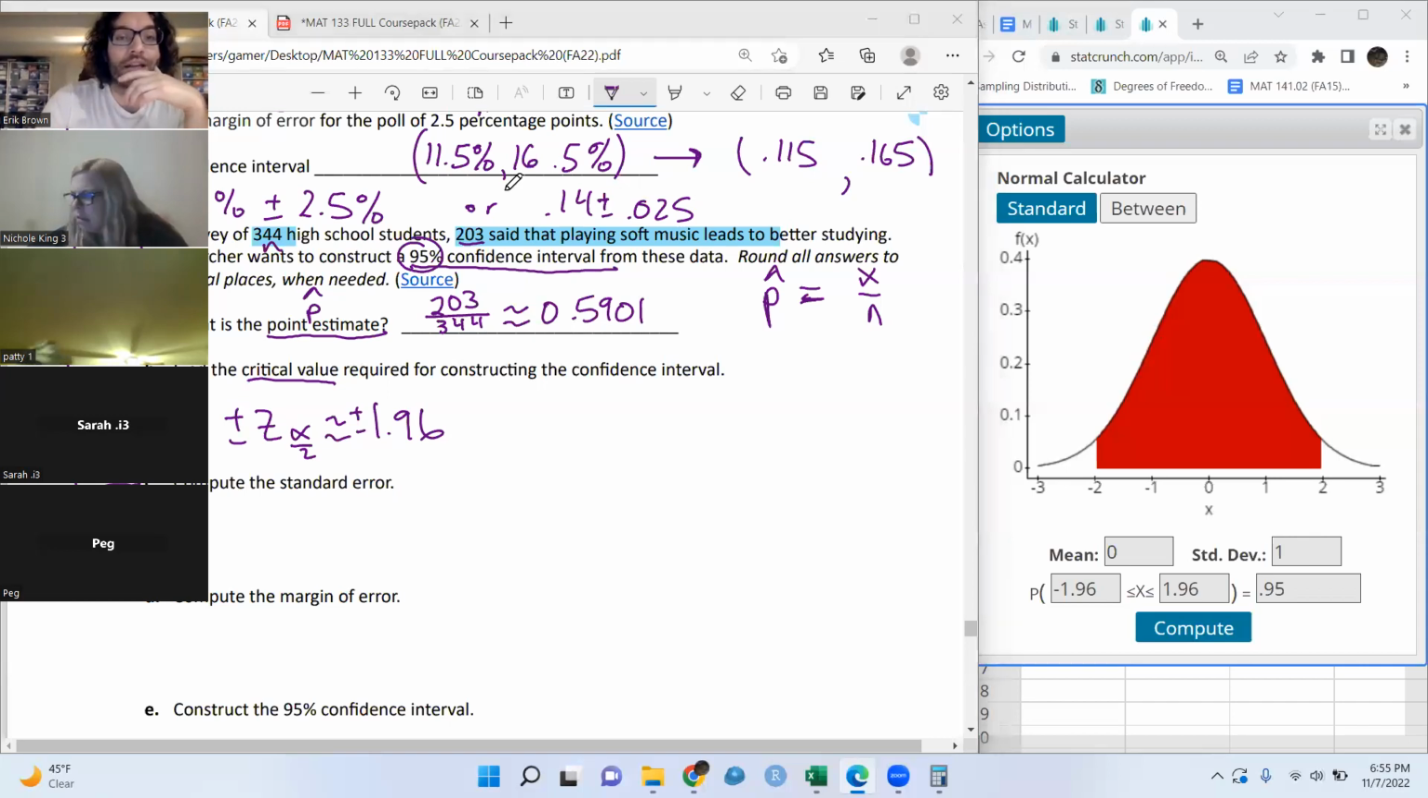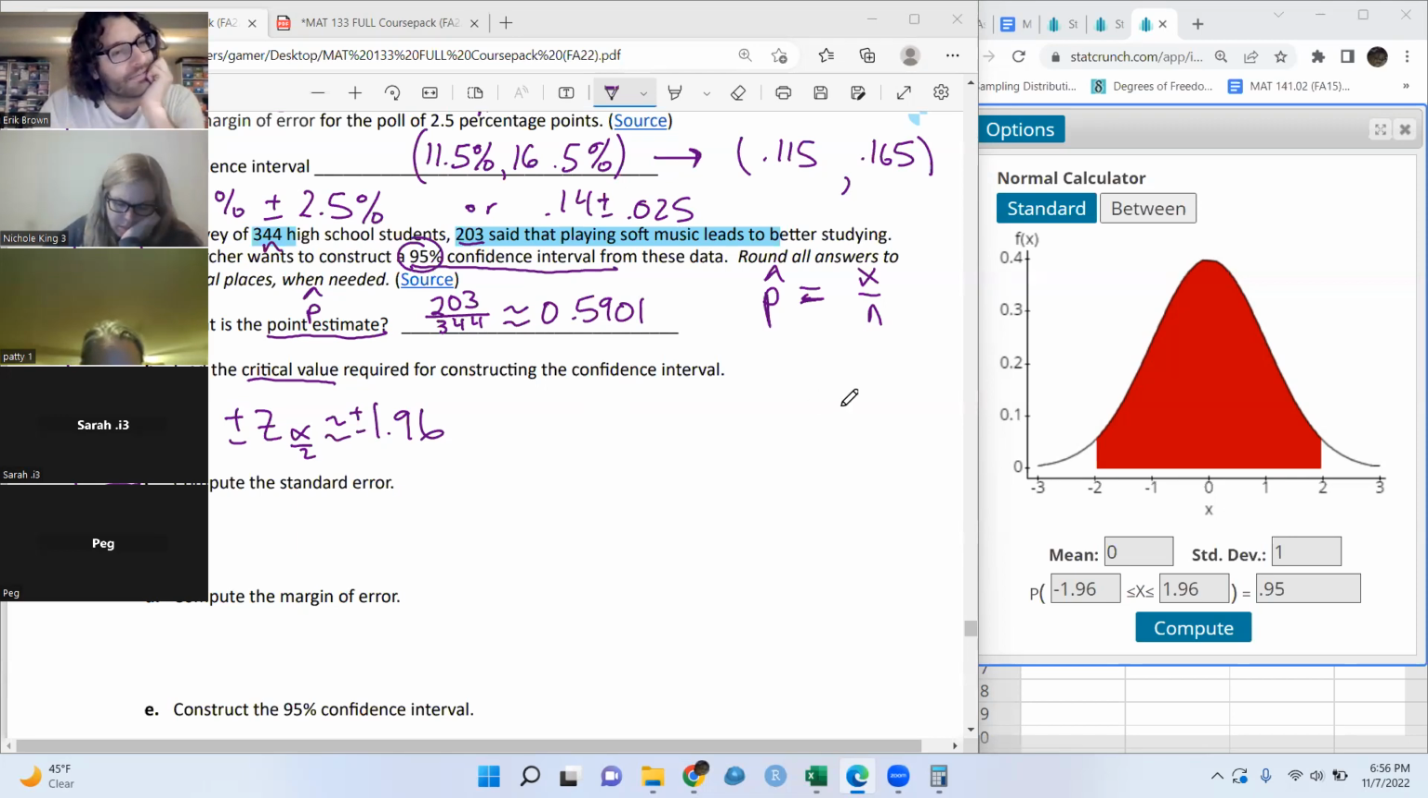95% is a very common confidence level. So every time you see 95%, the critical value is 1.96. This never changes. And you might find yourself having this number memorized after a while. 95% confidence level, super common.